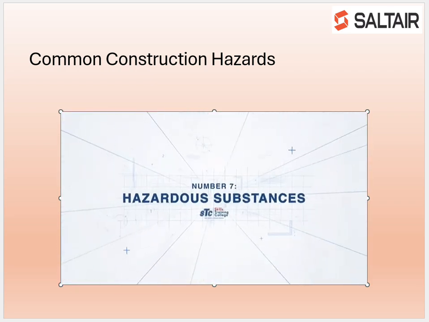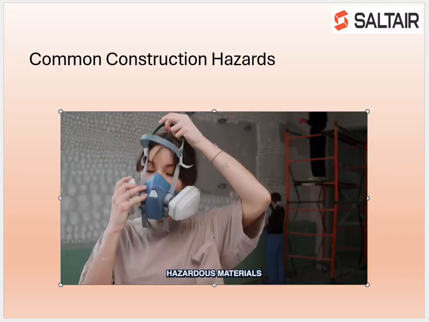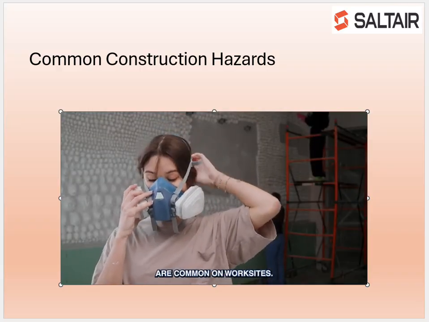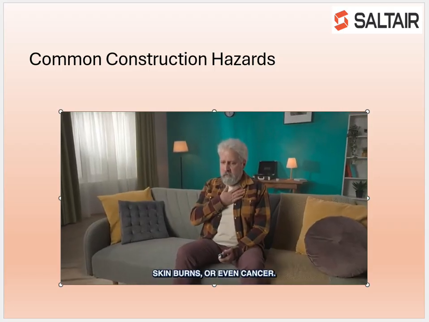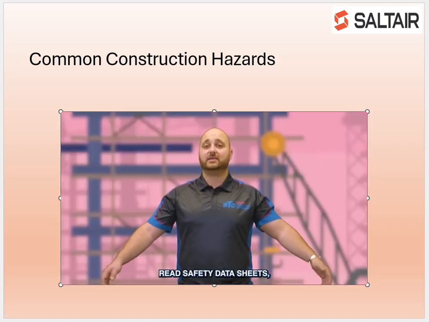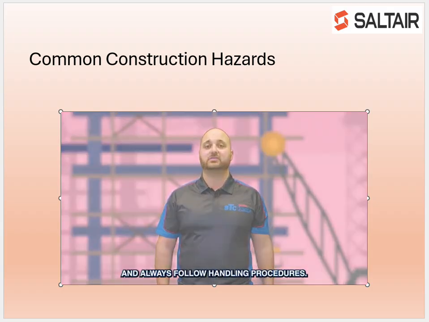Number 7, hazardous substances. From asbestos to silica dust to chemical solvents. Hazardous materials are common on work sites. Exposure can cause long-term respiratory conditions, skin burns or even cancer. Read safety data sheets, wear the correct PPE and always follow handling procedures.